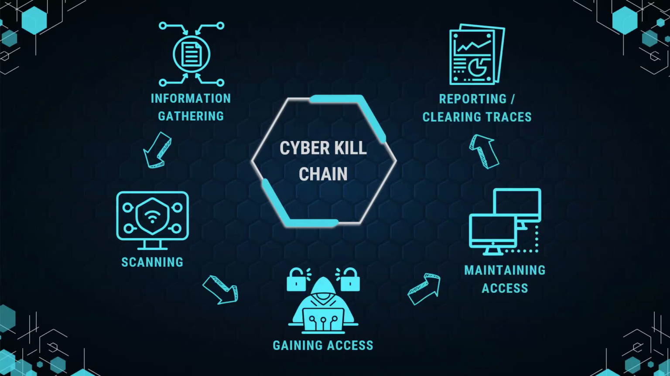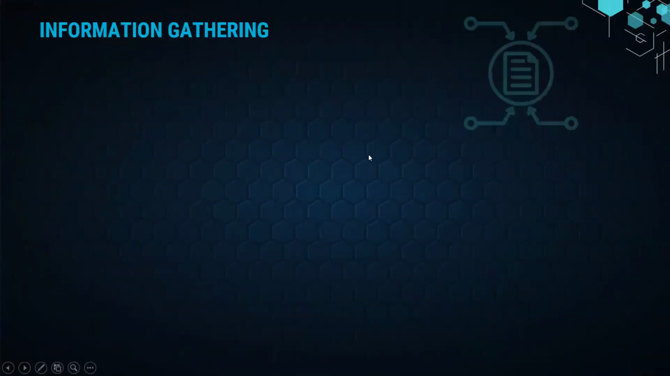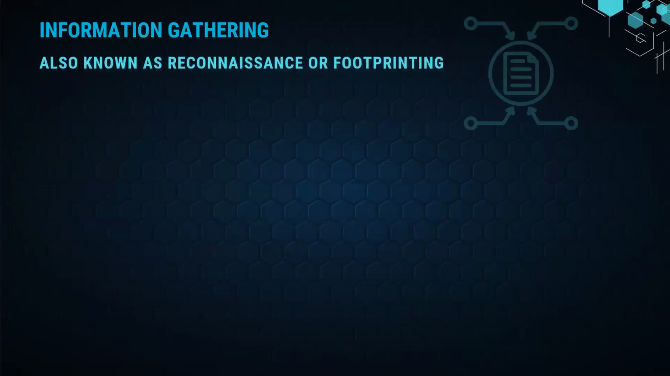If you clearly observe, only the last step has 2 different terminologies here, reporting or clearing traces, because that's where all the difference is between hackers and ethical hackers. Now what we're going to learn is what each of these steps involves. The first step here is called information gathering. Some organizations also refer to this as reconnaissance or footprinting. It's one and the same.